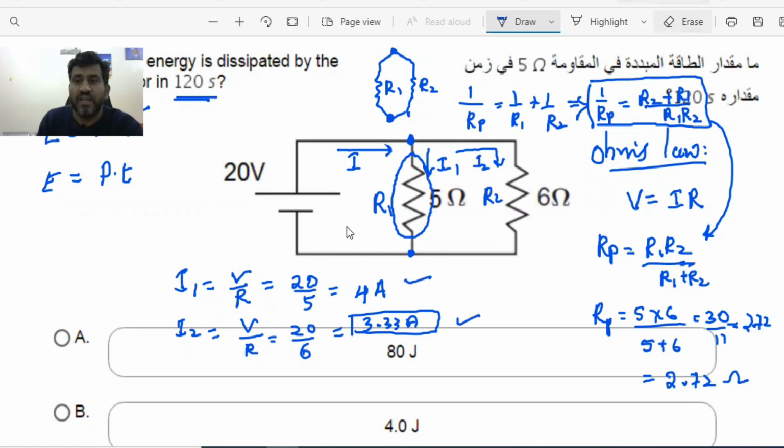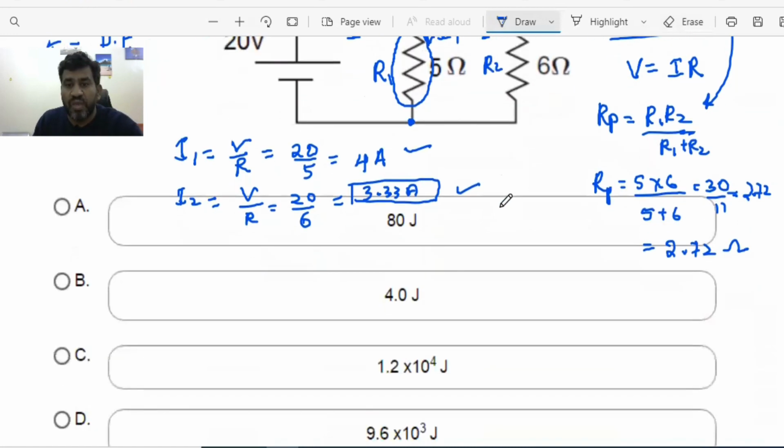Why I am telling you this here is that sometimes they may ask you about the energy or the power, or they may ask about the total current flowing through the circuit. So the total current here is going to be the sum of the individual currents, or I can also calculate it this way, using the effective resistance. I can represent the parallel combination with the effective resistance, so it is 20 volt with the effective resistance here as 2.72, and then I can calculate the current flowing in the circuit.